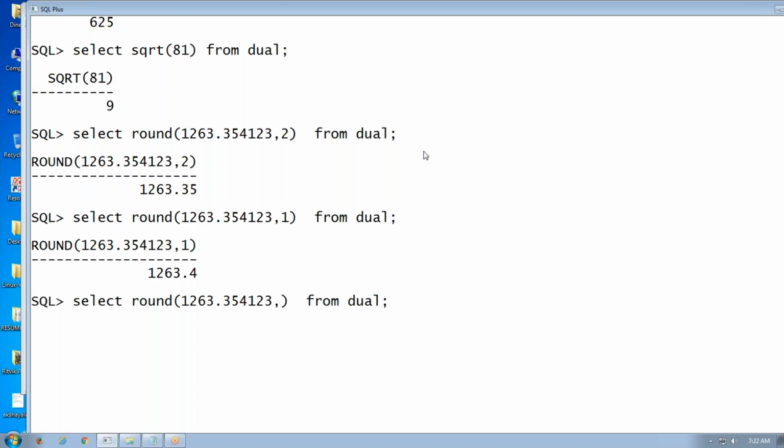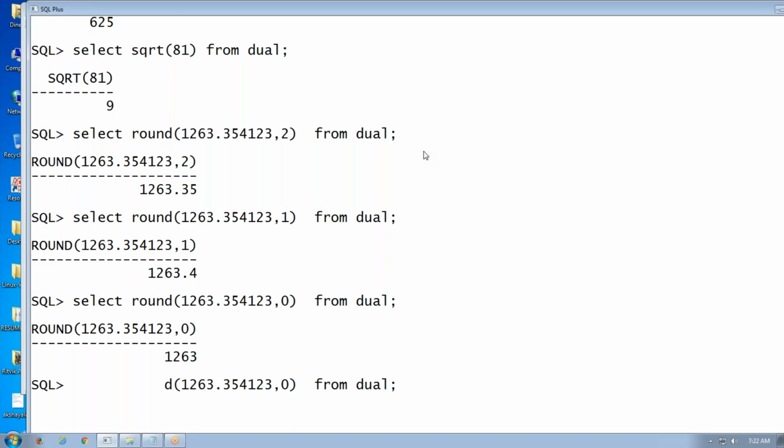Next one, I don't need any decimal digits. 0. 1, 2, 6, 3. Okay. Suppose 1, 2, 5, 5. And hold a moment.